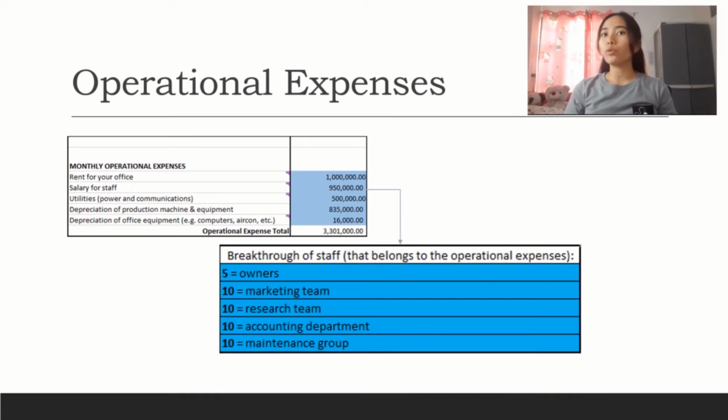Therefore, all in all, there are 40 operational staff that will be receiving 20,000 per month and 5 owners receiving 30,000 per month, which gives us a total of 950,000 pesos. Again, the salary of our staff is just a rough estimate because in this computation, overtime work or OT is not yet included.